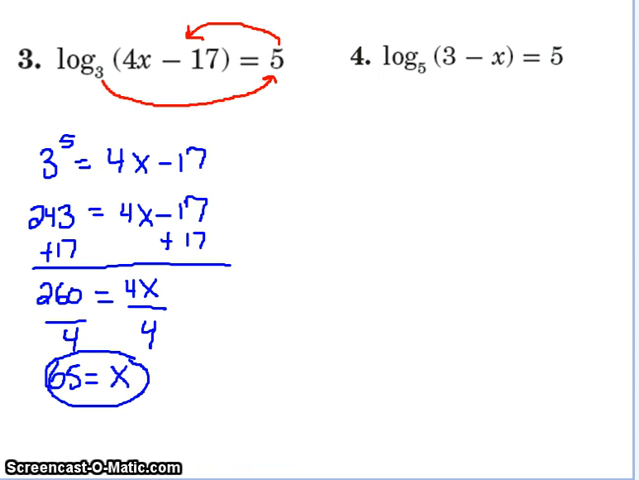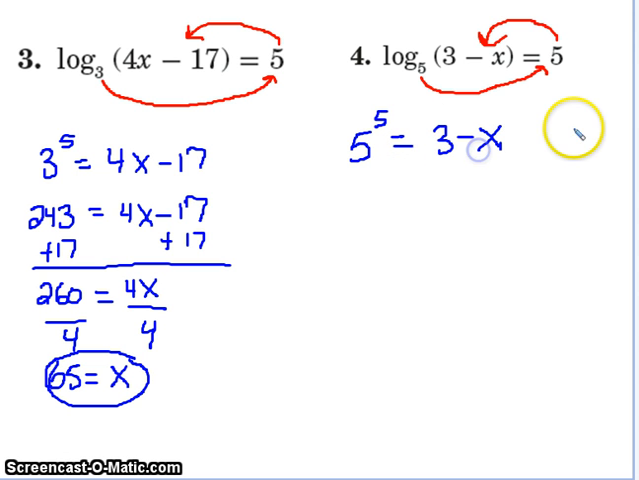Number 4, setting ourselves up in the same direction. 5 to the 5th is equal to 3 minus x. We have 5 to the 5th equal to 3 minus x. Then our first step is going to be, what is 5 to the 5th? I don't have that one memorized either. So it's 3,125 equals 3 minus x.